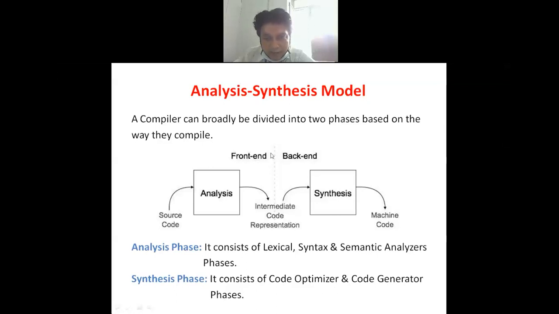So this is the diagram for the analysis synthesis model. The source program will be input in the analysis phase. After that, intermediate code representation will be formed from the analysis part, which acts as the input to the synthesis part. After that, we get the machine code as the output. The analysis part is also known as the front end of the compiler, whereas the synthesis part is also known as the back end of the compiler.